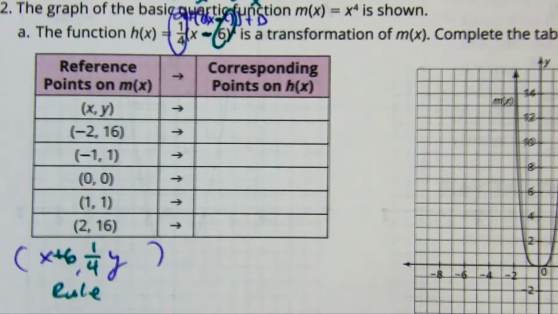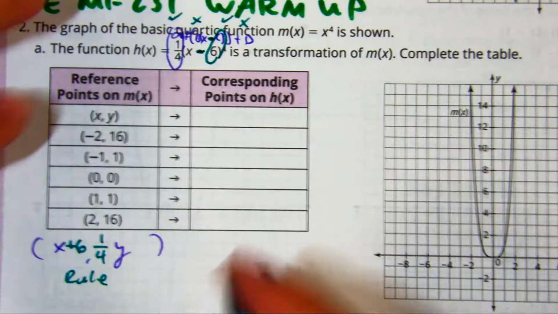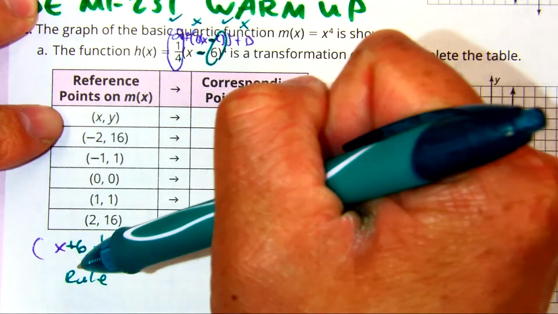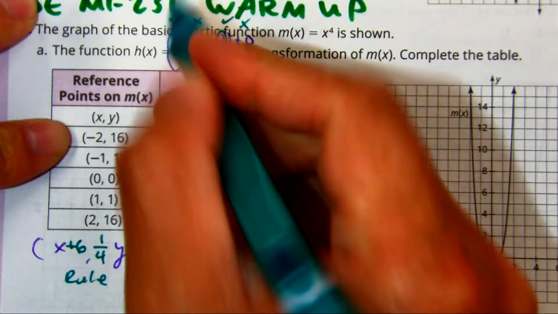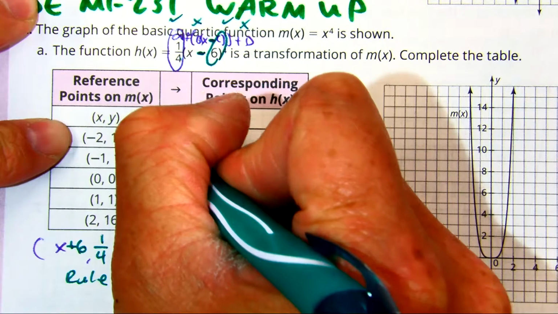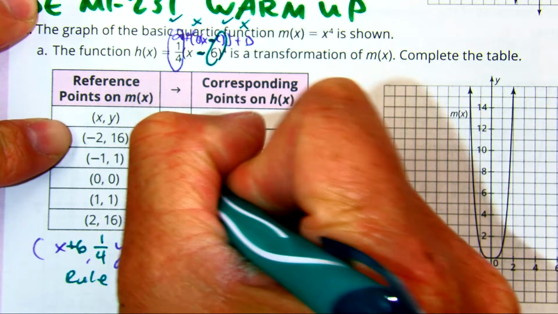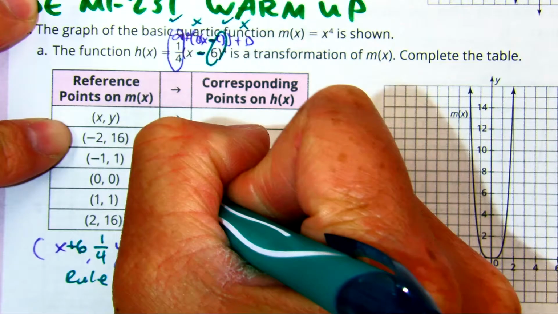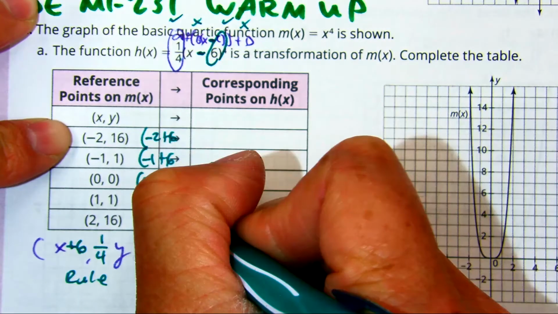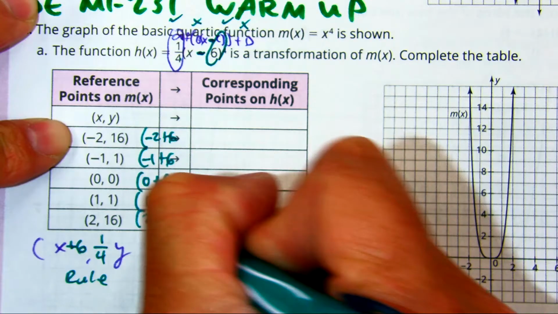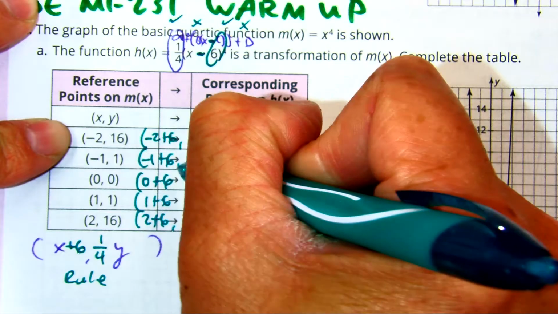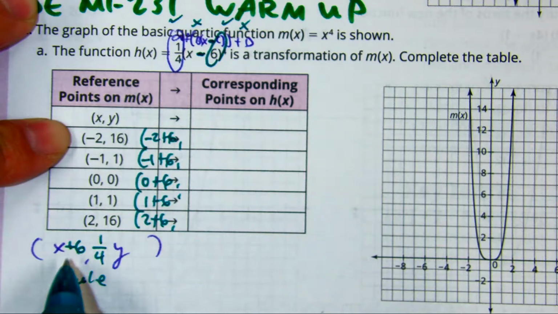it says complete the table, so I can complete the table. So all my x values, I'm just going to add 6 to this. So if you want, you could do something like this. Negative 2 plus 6. Negative 1 plus 6. 0 plus 6. 1 plus 6 and 2 plus 6. So that's applying the plus 6.